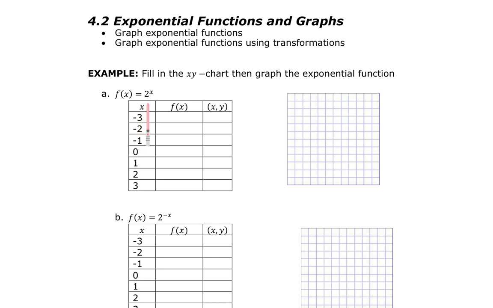So I'm going to put in -3 where I see that exponent. So this is going to be 2 raised to the -3, which is the same thing as 1 over 8. So -3 goes in and 1/8 comes out. This is 2 to the -2, and that is 1/4. So -2 goes in and 1/4 comes out. 2 to the -1 is 1/2, so -1 goes in and 1/2 comes out.